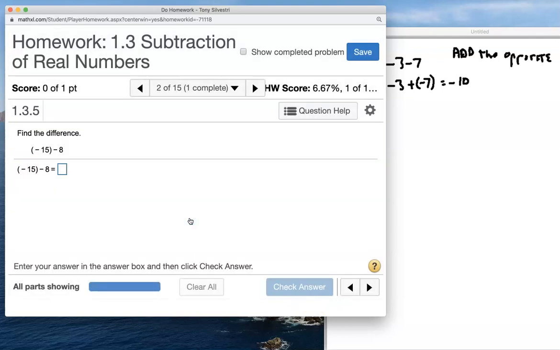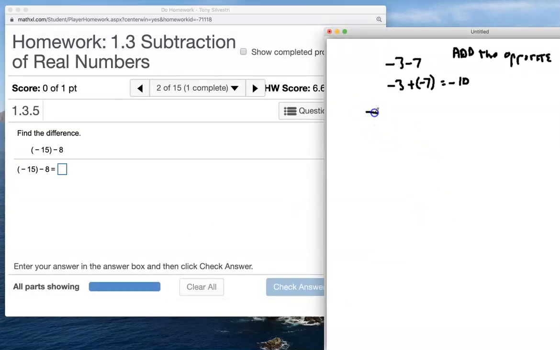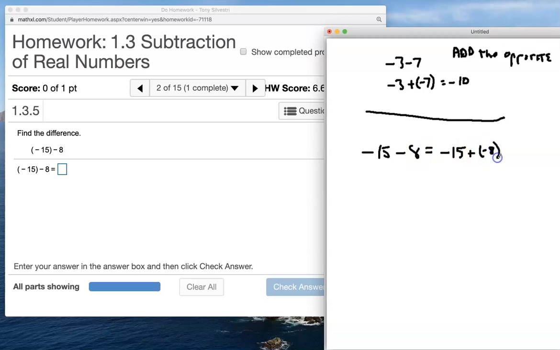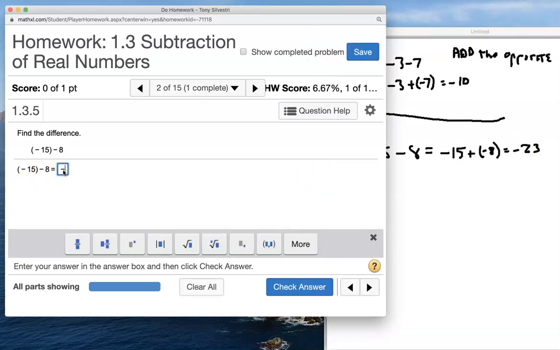Okay, and so then what you're going to do next is say, all right, we can do a whole bunch of these problems now. Negative 15 minus 8. The first number stays the same. Change that minus to a plus. Change that 8, this is just a positive 8, to a negative 8 because that's the opposite of 8. And so now we have two negatives being added, so that would be negative 23 when you do that math.